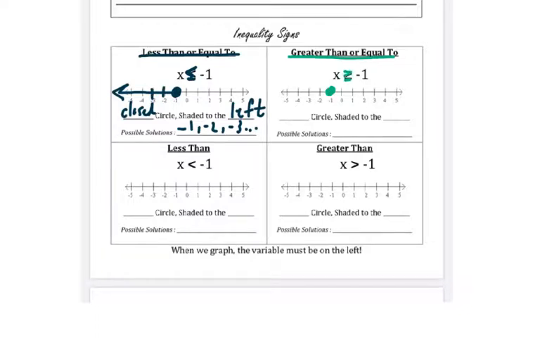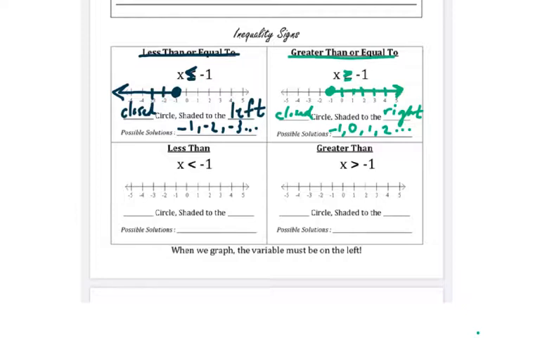Greater than means shade everything to the right. Everything bigger, everything greater than -1. So this is also a closed circle, and we shaded everything to the right. Very easy. So my possible solution, -1 is colored in, so that's a possible solution. X could be 0, x could be 1, x could be 2. Any number to the right greater than -1 is a solution.